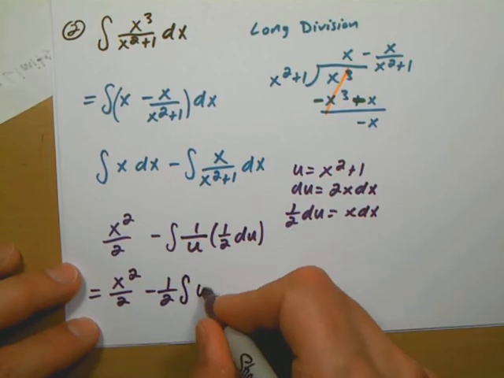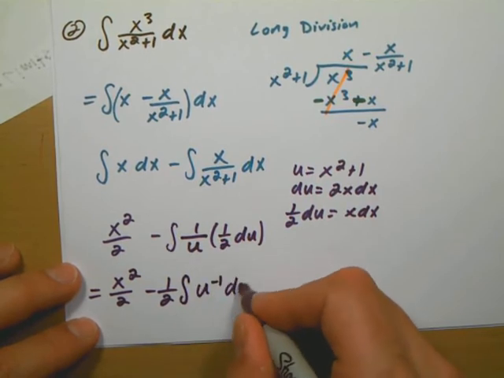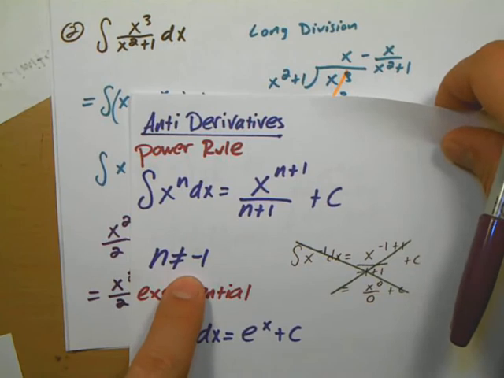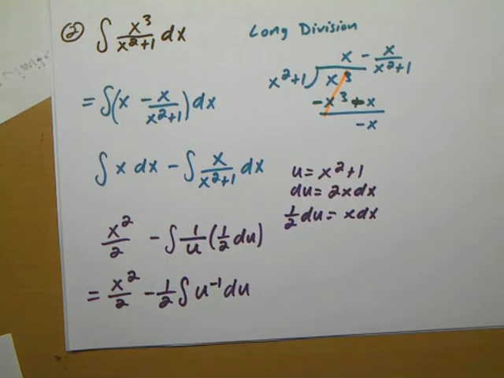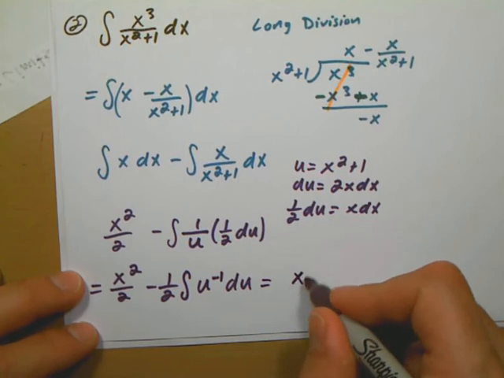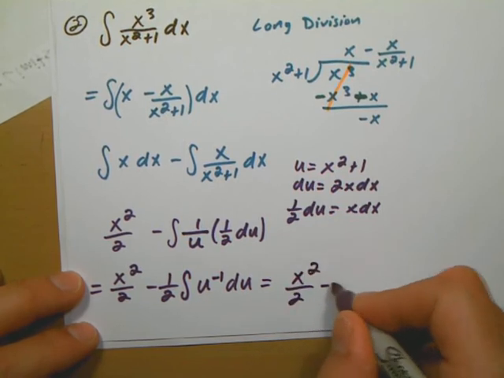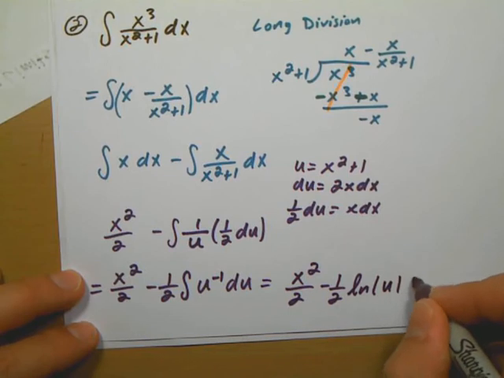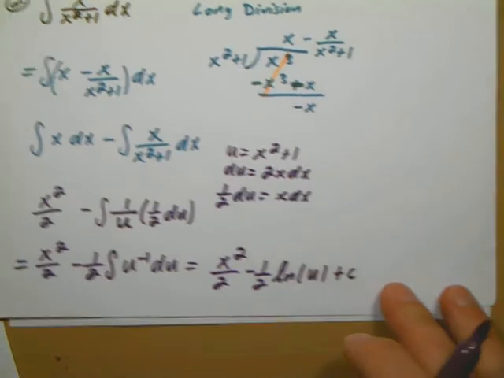This is the integral now of u to the -1 power. The integral of u to the -1. I can't use the power rule because it's a -1 exponent, so it's going to be a natural logarithm. So this turns into x squared over 2 minus 1/2 ln absolute value of u plus c.